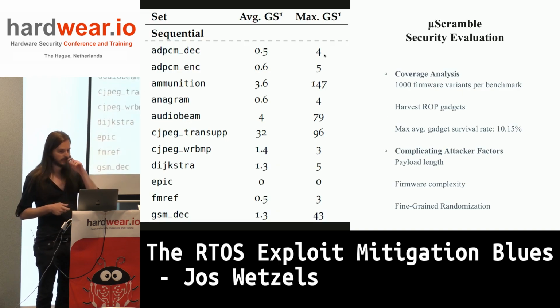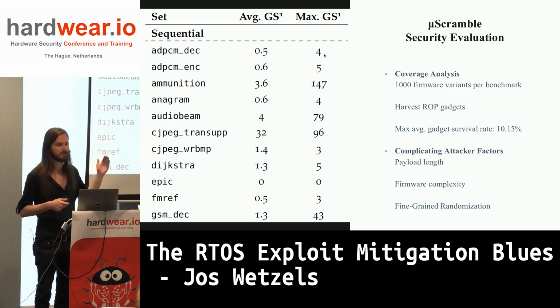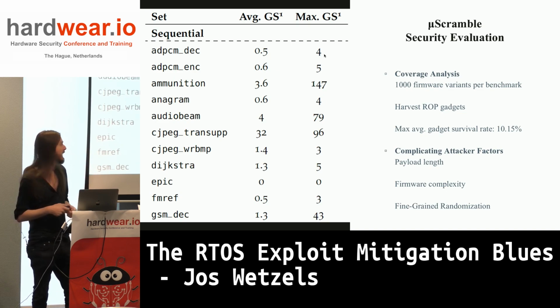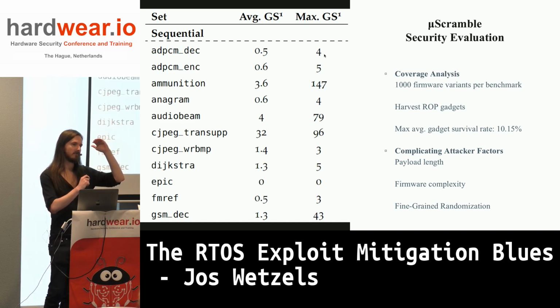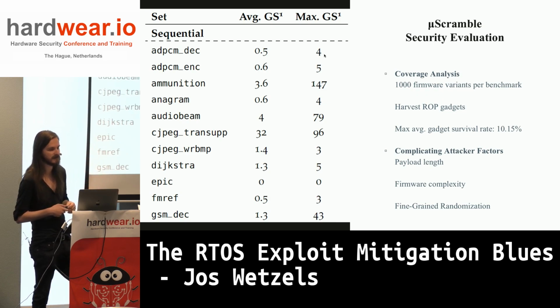When it comes to the security evaluation of micro-Scramble, I did the coverage analysis. I generated 1,000 firmware image variants per benchmark, and then I harvested any of the ROP gadgets. Here I measured the gadget survival rate. That essentially means that if you have a firmware image and you have a gadget at a particular address, in how many other firmware images does the same gadget live at the same address? That measures the scalability of a code reuse attack.